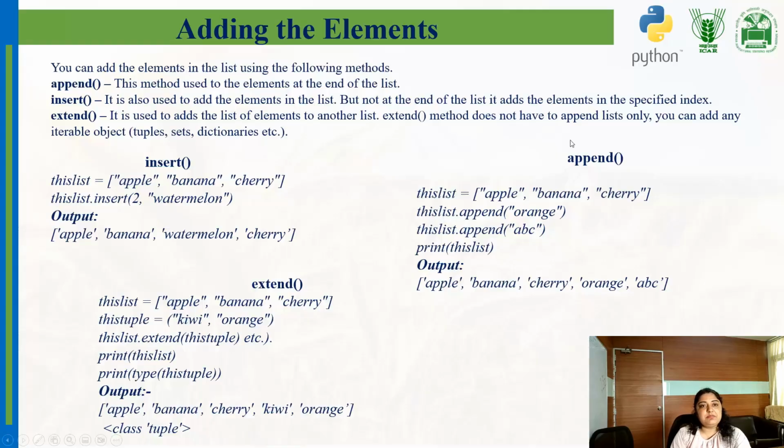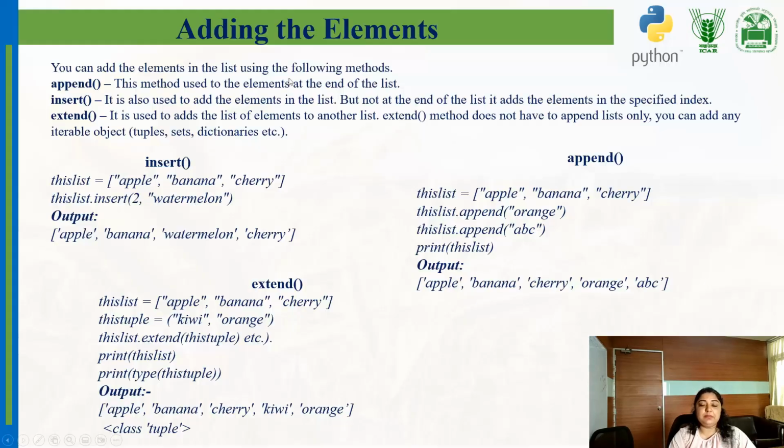Then these are some methods for adding elements to the list: append, insert or extend. These methods have different properties. Using the insert method, you can insert the value at a given location. You mention the location and the value both within the brackets of the method. Like this list equals to apple, banana, cherry, and this list dot insert 2, watermelon, means at the second location you are inserting watermelon.